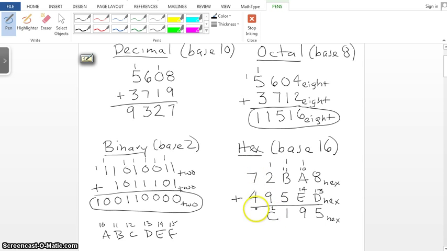7 and 4 is 11, which is a B. Alright, this is your answer. It should be BC195 in base 16, which is hexadecimal.